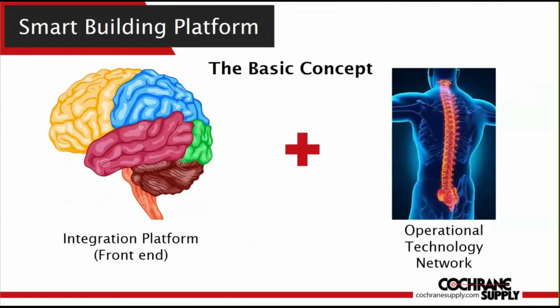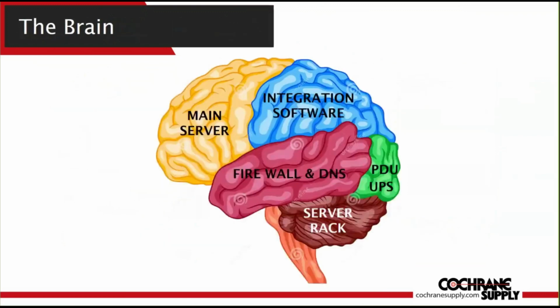Okay, so let's talk about this smart building platform, is what I like to call it. So when we're standing up an entire separate OT network, we broke it down into 2 parts, with the front end or the integration platform being the brain and the operational technology network being the spine. So hopefully this makes it a little easier to understand when you look at it pictorially. So you've got your front end on one side, then you've got your network on the other side. So when you look at the brain of the system, which is your front end, it's going to include all these pieces and parts, right?